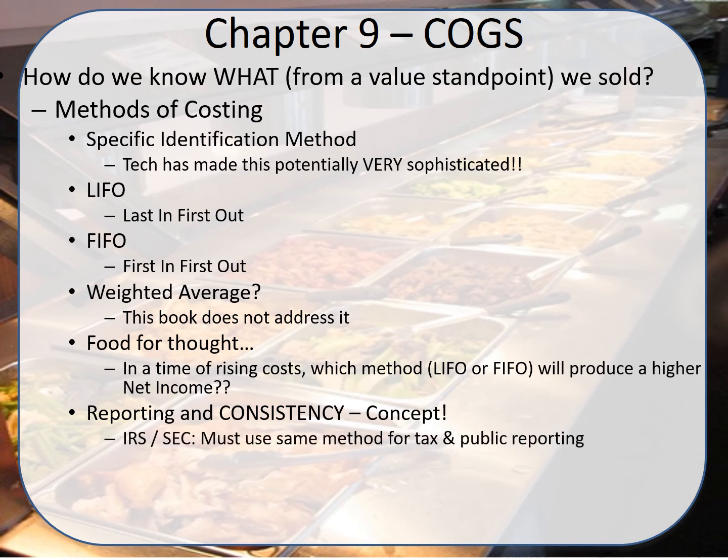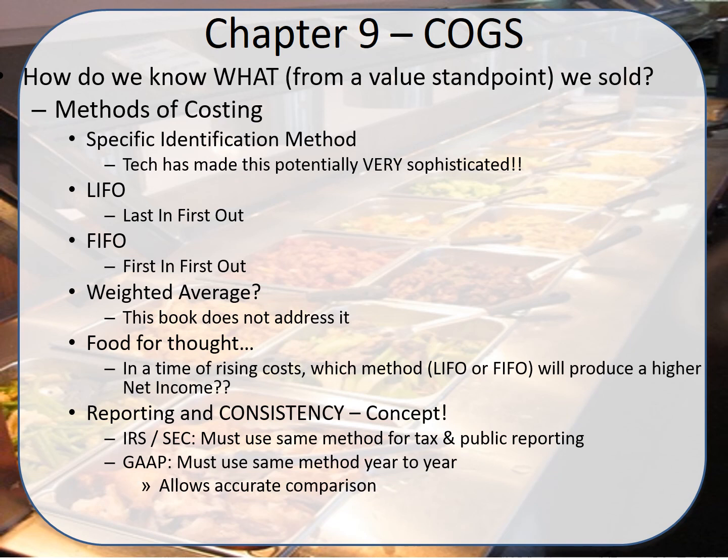The IRS and the SEC say you must use the same method for tax and public reporting. You can't just pick one for one and one for the other, because one will generate a higher net income than the other. For GAAP purposes, you must use the same method from year to year. If you want to change, you've got to show your cumulative tax adjustment, income adjustment, and then pay tax on the additional income that you need to record. And using the same method will allow an accurate comparison, especially for your cost of goods sold and for your inventory. And if you change, you must show the difference and the effect of that change.